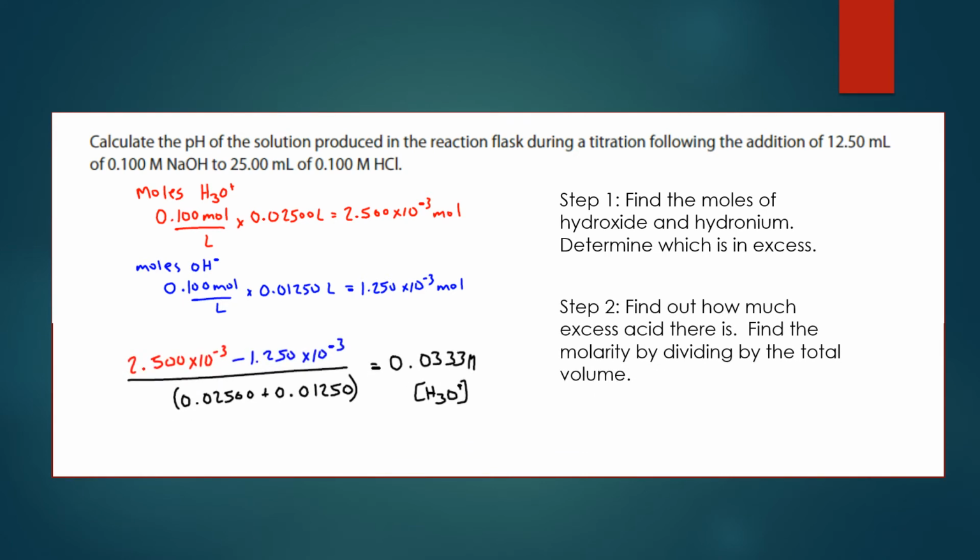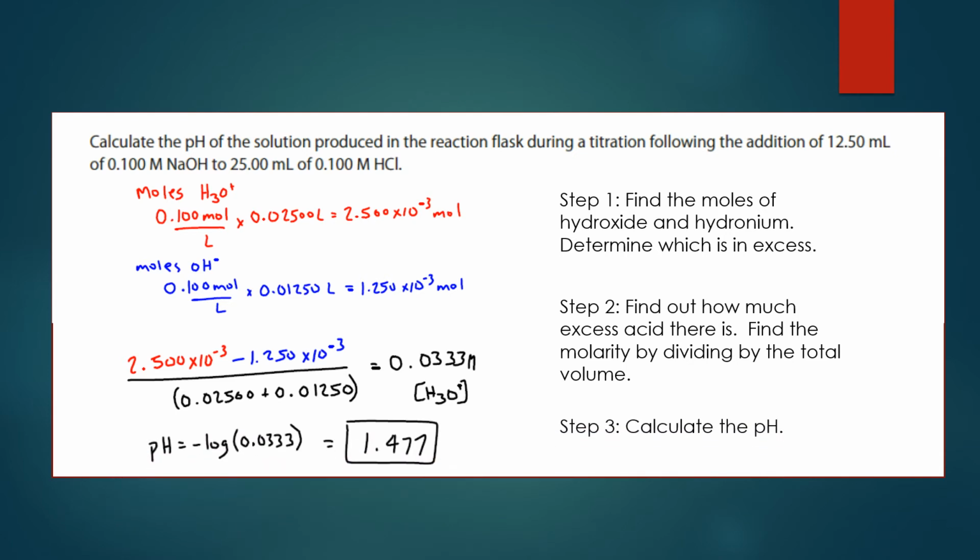Step 2 is to figure out how much excess hydronium there is. So we're going to find the molarity by dividing by the total volume. I'm taking the acid minus the base and then dividing by the total volume. That gives me an excess concentration of hydronium of 0.0333 moles per liter. The last step is to calculate the pH. I have hydronium here, and if I take the negative log of that hydronium, I get the pH. I've got 1.477. I do have 3 sig figs because I'm counting after the decimal place for a pH value here. So there is my final answer.